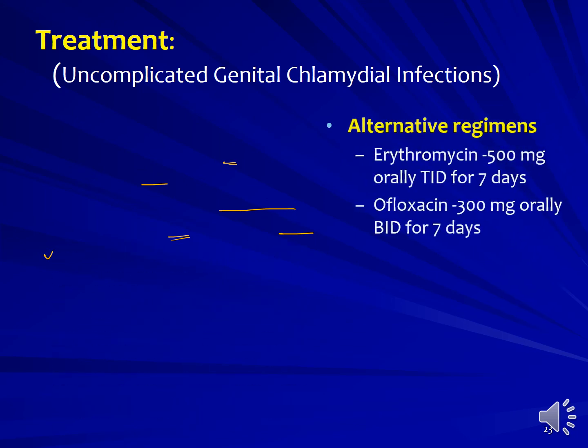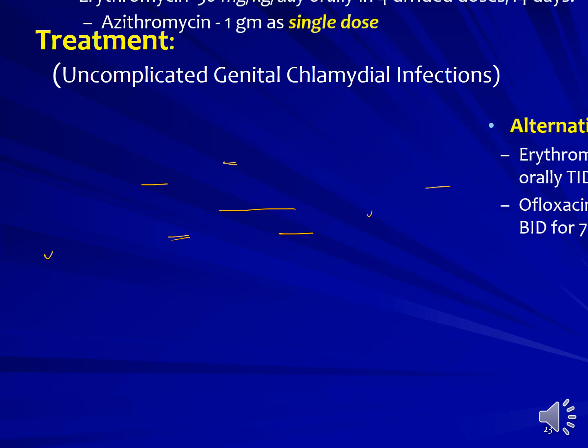The alternative regimens for this treatment are erythromycin 500 milligrams orally, TID for 7 days, or ofloxacin 300 milligrams orally twice a day for 7 days. These are the alternative regimens to treat uncomplicated genital chlamydial infections.